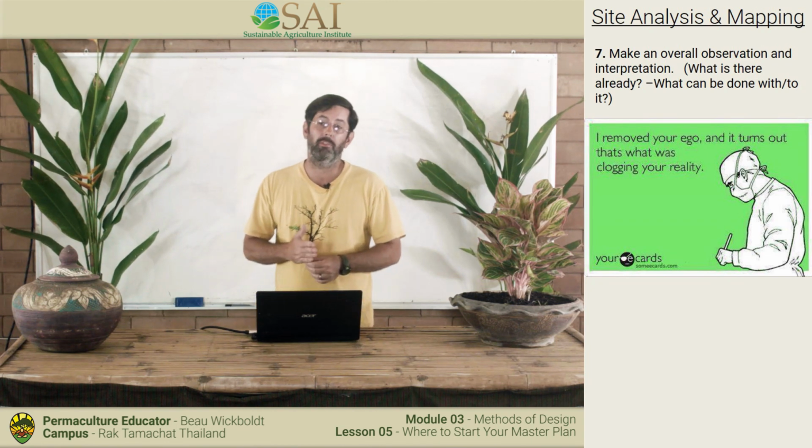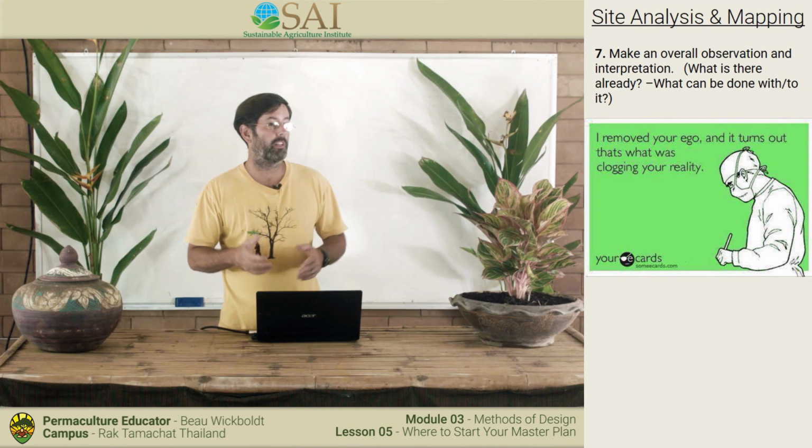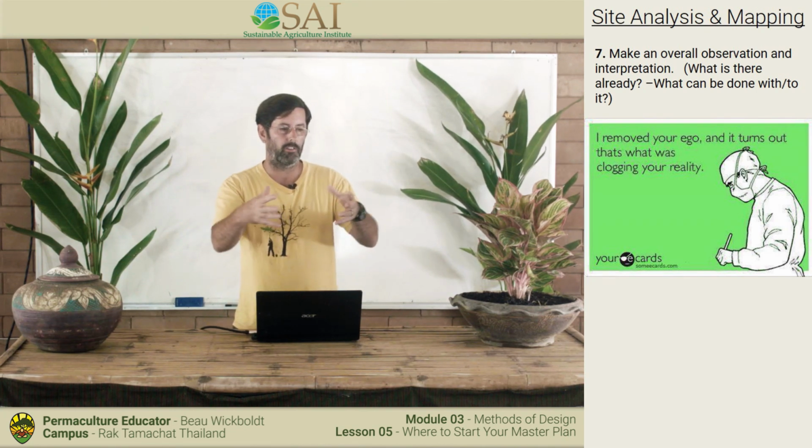Make an overall observation and an interpretation. What's already there, or what can I do with it if it's there? What could I do with this?